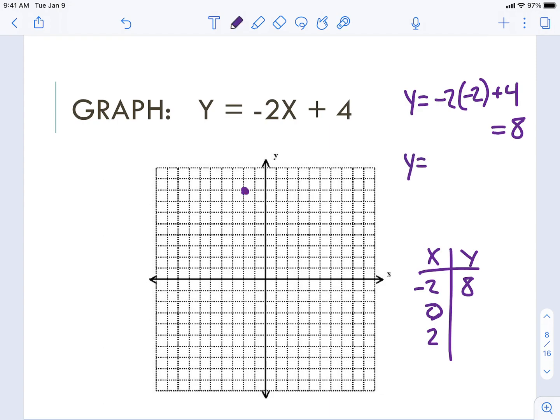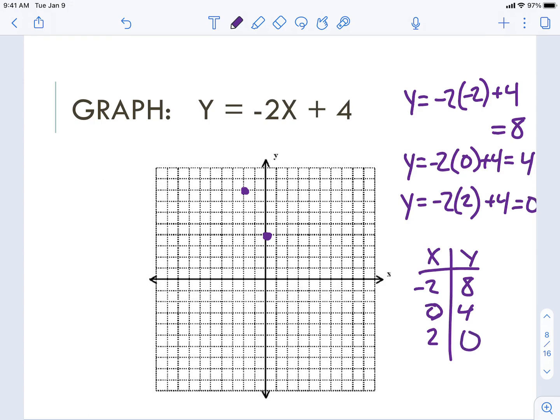Then y equals negative 2 times 0 plus 4. That gives us 0 plus 4, which is 4. So that's another one where the y-intercept is 4, and so you maybe just kind of started there. Then negative 2 times positive 2 plus 4 is negative 4 plus 4, which is 0. So 2, 0, our x-intercept, is right there. And now we've got 3 nice points that we can plot a line through.